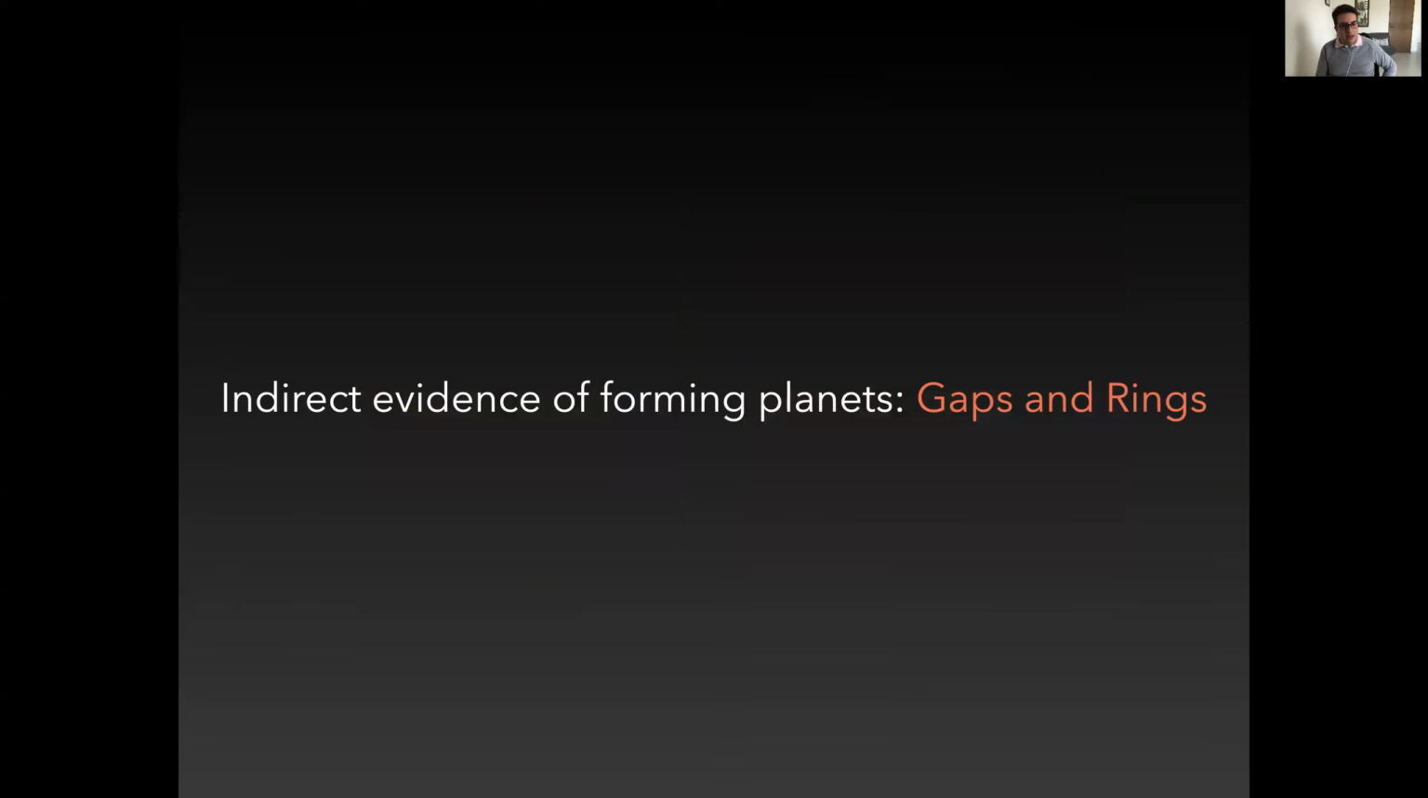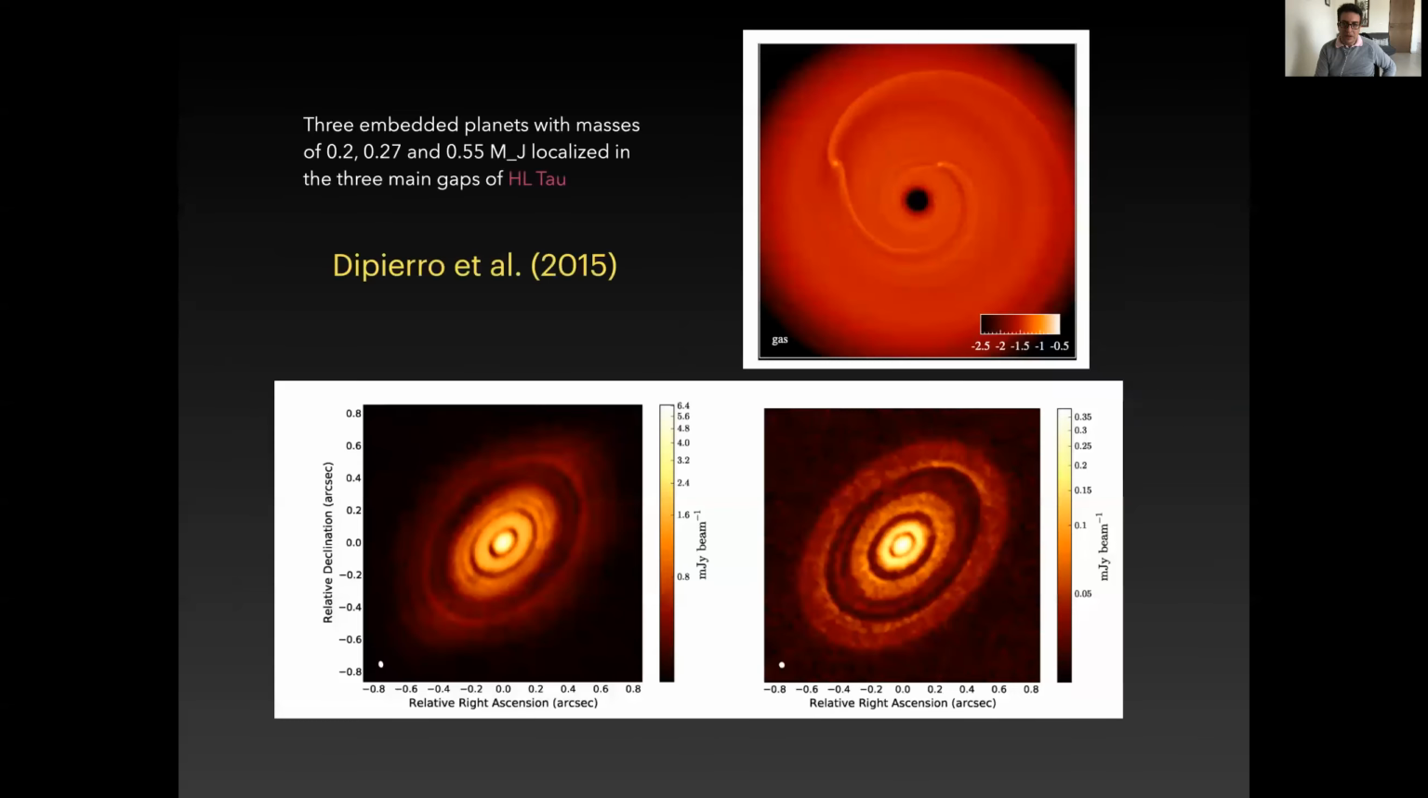The other indirect evidence of the planets are, as already told you, the gaps and rings. And here is another simulation from Pinilla in 2015. Here Pinilla actually put three planets. You can see here the three planets with different masses, in Jupiter masses, localized in different places. And the different places are mainly on the gaps of this image.